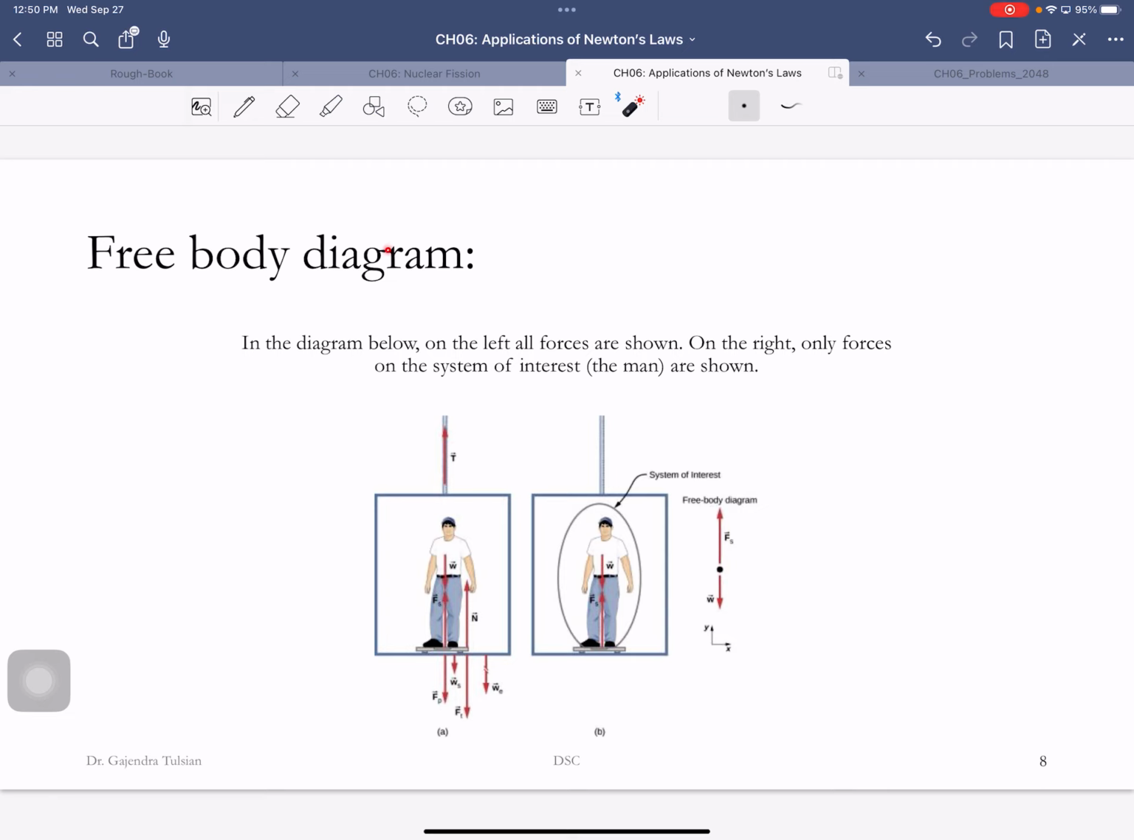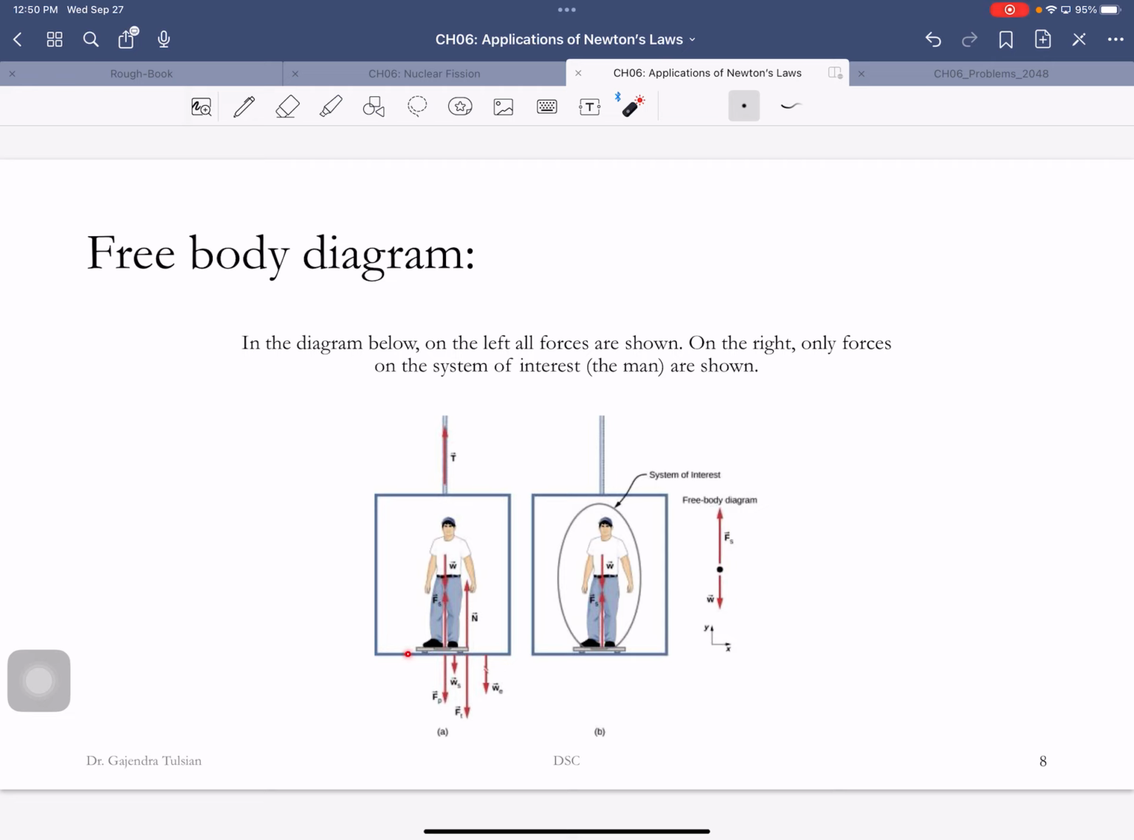All right, so now we'll consider this situation. There are several objects here. There's this guy, and there's the whole elevator, and so on. Depending on what object you want to analyze, you represent that object.